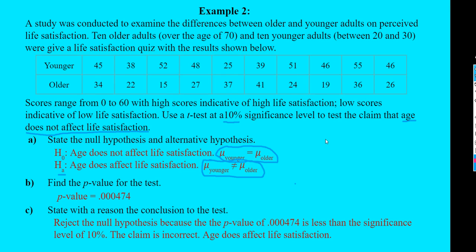Now, to build on this, you could do this as a one-tailed test and make a new claim that maybe the older population is more likely to be satisfied with their life, and then you could do a one-tailed test with that, or you could do it the other way. But with our two-tailed test, it's simply saying that our claim is incorrect again, and that age does affect life satisfaction. The means are not equal.